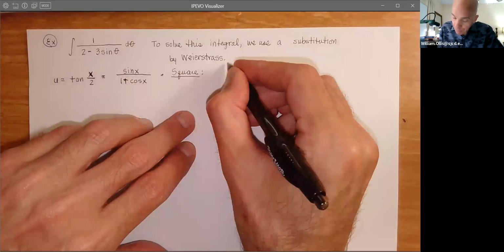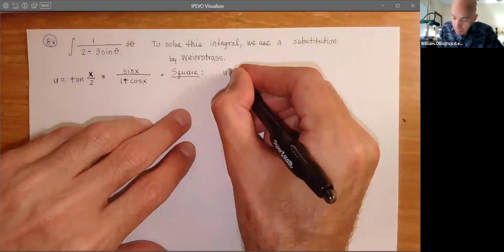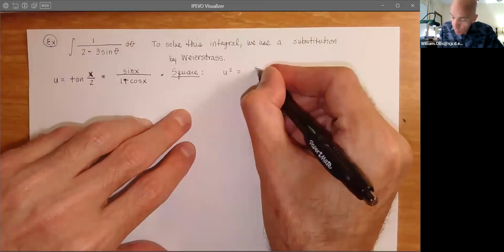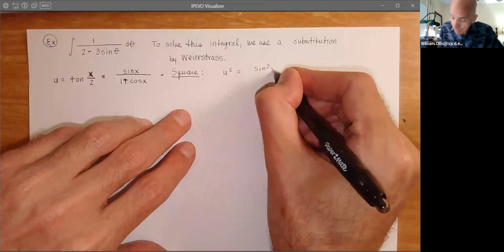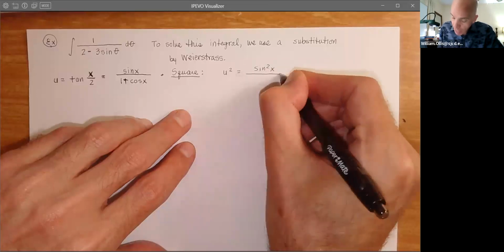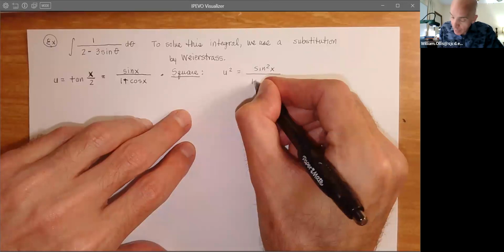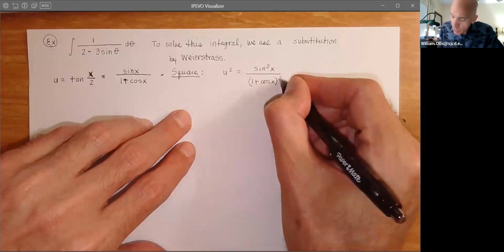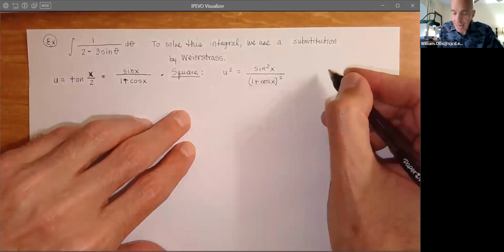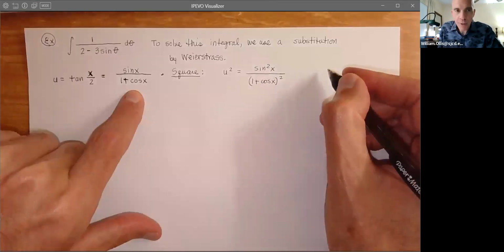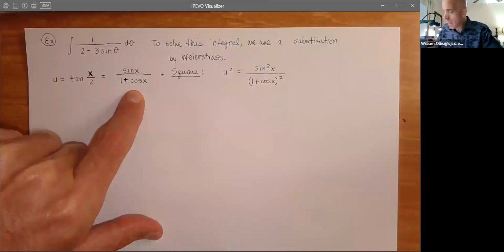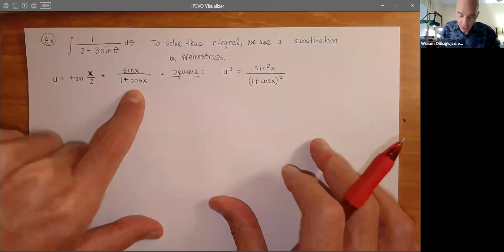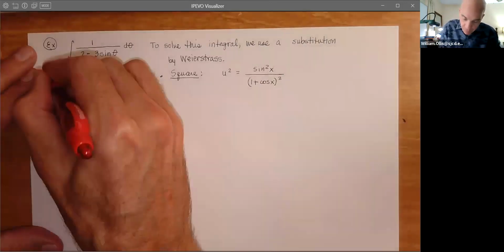So if we square, we get u squared equals sine squared over 1 plus cosine x quantity squared. Aside from this formula, which you probably don't remember, everything else is going to be very, very straightforward.